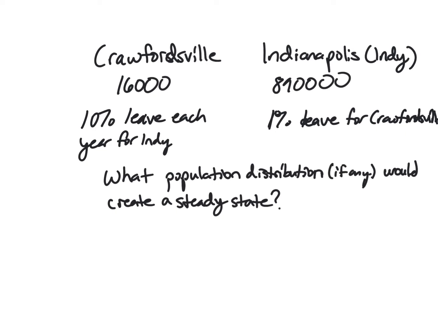What population distribution among these two cities would create a steady state? And I say if any because maybe these populations never reach an equilibrium point and they just always are changing. But a steady state would be if we hit certain populations in each city such that once 10% leave Crawfordsville and 1% come in from Indy, both populations of the cities stay the same. And then that would happen year after year after year once you hit that steady state. So how does one solve such a problem?